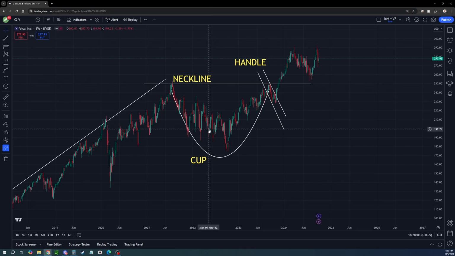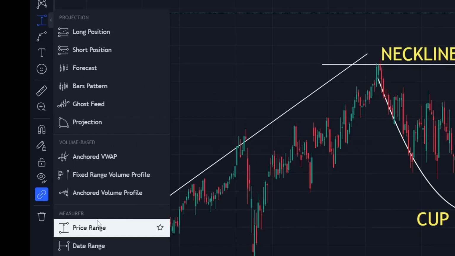Now you may be wondering, you have the cup and handle drawn, you know where you're supposed to enter at the breakout, but where are you supposed to take profit, or where are you supposed to use your stop loss? Those are great questions, and TradingView has another great feature here. The way you find your exit point or take profit level is by measuring from the bottom of the cup to the neckline or the breakout point. Again, it's not going to be perfect, so I'm going to use just the bottom point right here. The tool I'm using is called the price range, which is under this projections tab, the fourth one down.